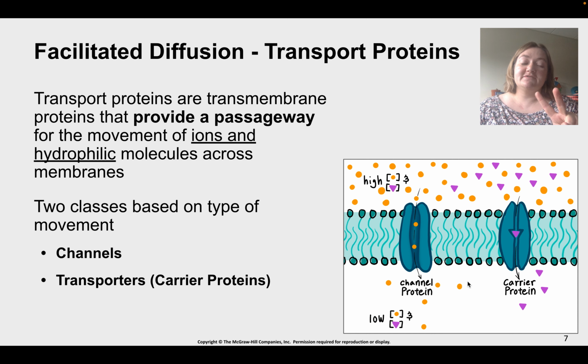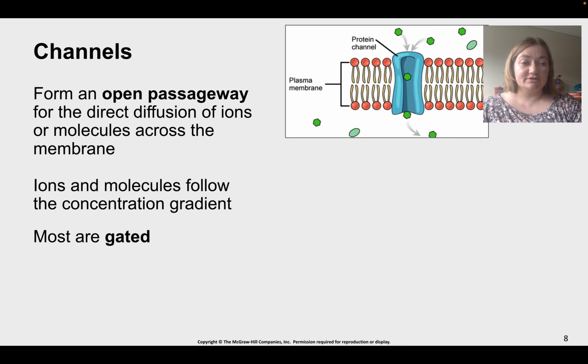Now we can have two types of transport proteins that we'll talk about here. The first is the channel, the second is a carrier protein. If we look at channels first, channels are an open passageway. So in this image here, we have our transport protein. Essentially, it's hollow inside. It's like a tunnel, right? If you ever ride your bike on a sidewalk and you have to go under a highway, you might go through a tunnel. It's always open, right? So this would be our channel.